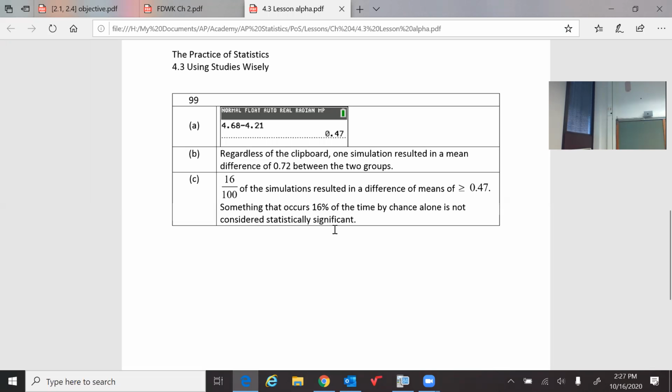I didn't count just 0.47. It's that or more extreme by chance alone. Because the point is, we can't just say that one outcome is it; if something happens beyond that, that's the same idea. It's in the tail. Think of the curve, where you shade outside of it. Right? That or more extreme by chance alone. So that's that for 4.3 alpha.